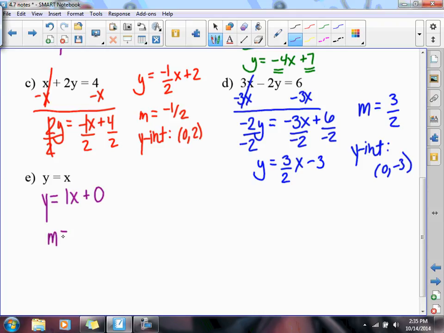So here my slope is going to be 1, or 1 over 1, and my y-intercept is going to be 0, 0. And this is actually a special type of a line. This is the identity function. And when you graph it, you always get a diagonal line that goes up from left to right, and it goes through 0, 0. So this is actually a very special, very useful line in mathematics.